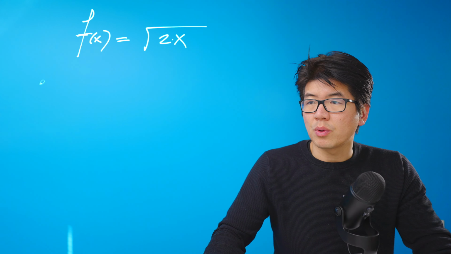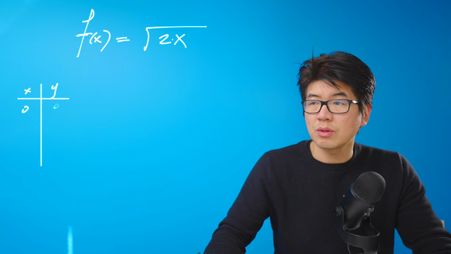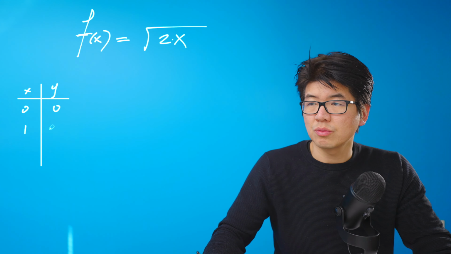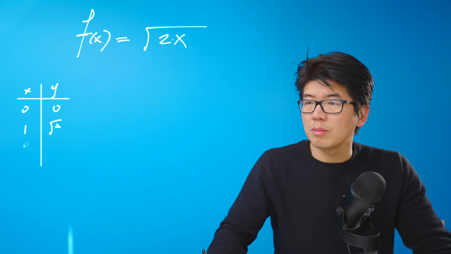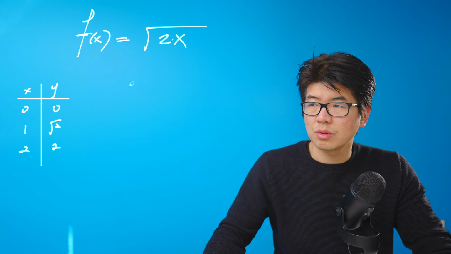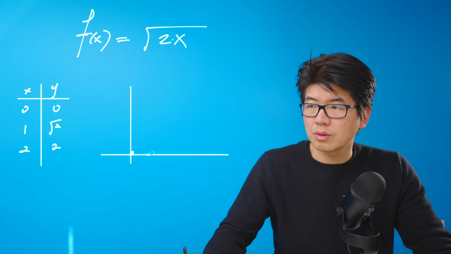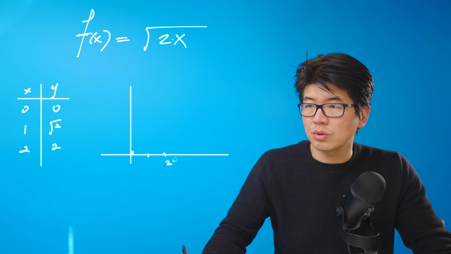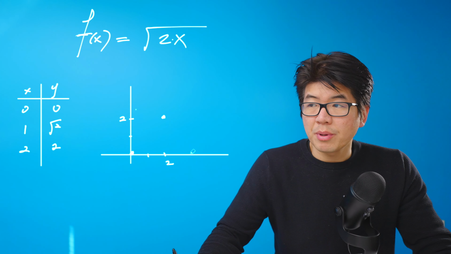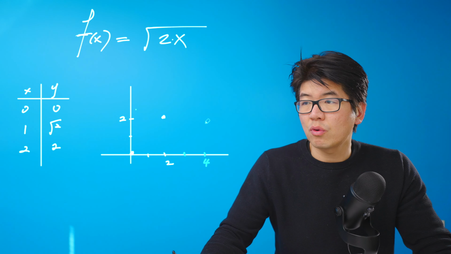Okay, so let's plot some points. x, y: plug in 0, it remains as 0. Plug in 1 in there, you get root of 2. Plug in 2 in there, and you get root of 4, so it's 2. Okay, so look: 0, 0. At 2, it's 2 already. Compare that with the original function where root of 4 was 2, right?